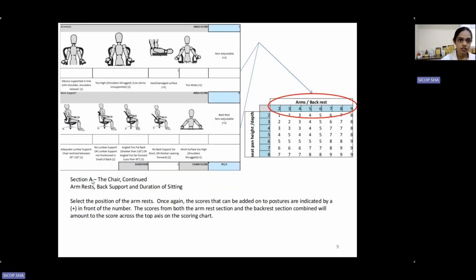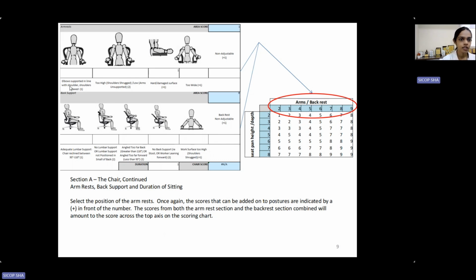Next comes the armrest and the back support. So select the position of the armrest. Once again, the scores are added on the postures as indicated by +1 in front of the number. And the scores from both the armrest section and back section are combined and will amount to the scores across the top axis of the scoring chart that is present over here.